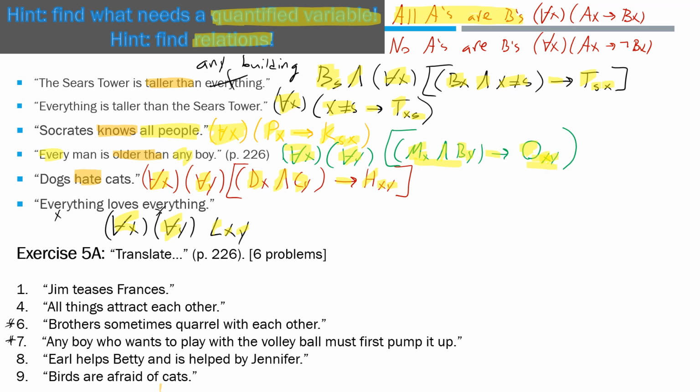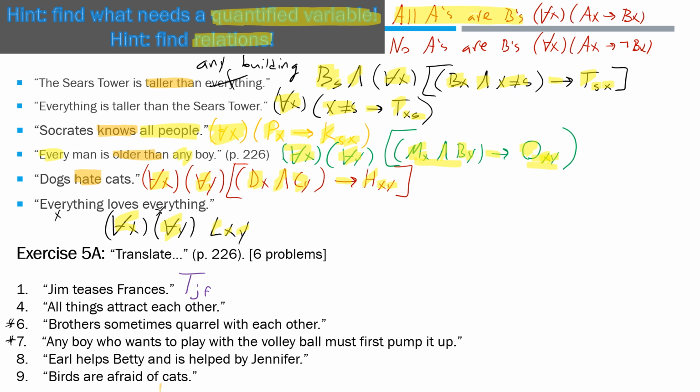Jim teases Francis. So here we have no quantified variables. We have two particular people. We have a relational predicate, teases. So this is pretty clear cut. So we'll say capital T for a relational predicate, and then we have our two individuals, lowercase j, lowercase f. And of course, order matters there.